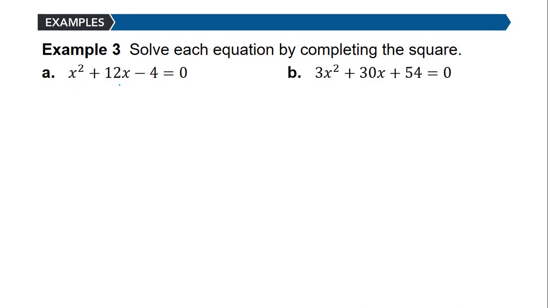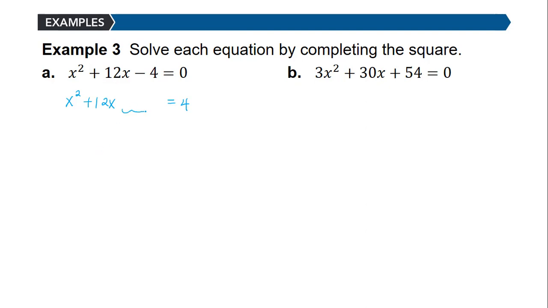We have x squared plus 12x minus 4 equals 0. Observing right away that this does not factor because there are no factors of negative 4 whose sum is 12, I couldn't even do factoring if I wanted to. To use completing the square, I want to get the x squared plus 12x on one side, and then it is equal to 4.